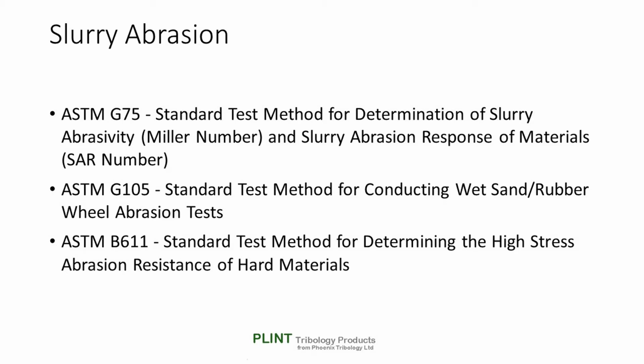There are numerous loose slurry abrasive test systems, of which the most familiar will be ASTM G75, standard test method for determination of slurry abrasivity, the Miller number, and slurry abrasion response of materials, the SAR number. ASTM G105, the standard test method for conducting wet sand rubber wheel abrasion tests, and ASTM B611, standard test method for determining high stress abrasion resistance of hard metals.